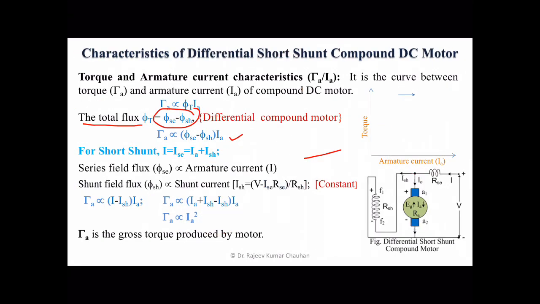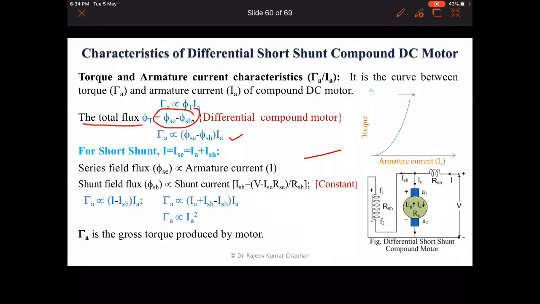The electrical circuit diagram of the differential short shunt compound motor is shown in figure. From the circuit, we can get the current relationship. So, short shunt, from the circuit we can see that current I is flowing through the series field winding. Therefore, I is equal to Ise. At this node, if we apply the Kirchhoff current law, we will get that I is equal to Ish plus Ia. So, we get this complete relationship.